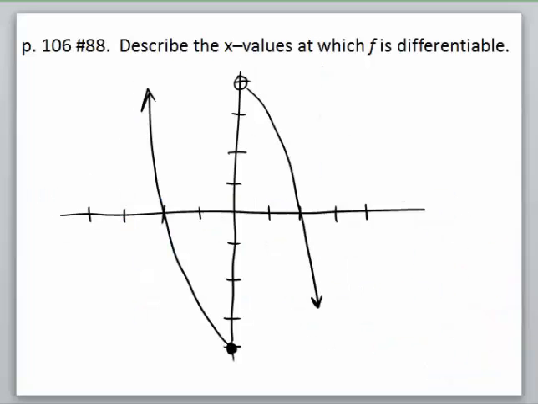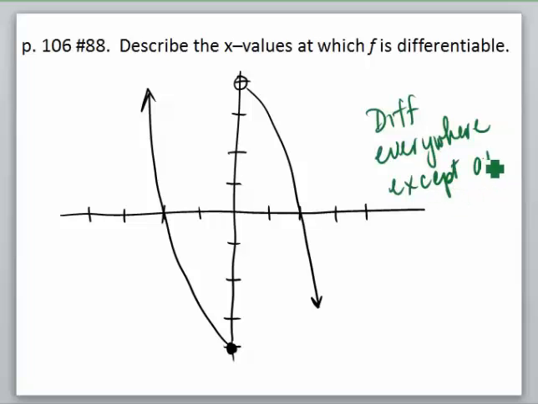On this last example, before I take a quick break, we're going to look at where it is differentiable again. The only place it's not differentiable is where these are disconnected. It's differentiable everywhere else. So we're going to say differentiable everywhere except at x equals 0. And we'll finish up this discussion in the second video.